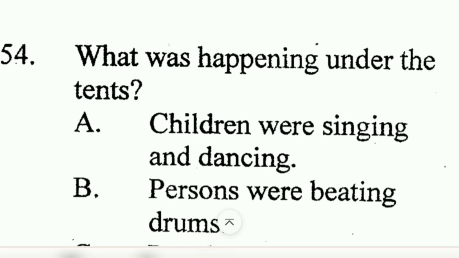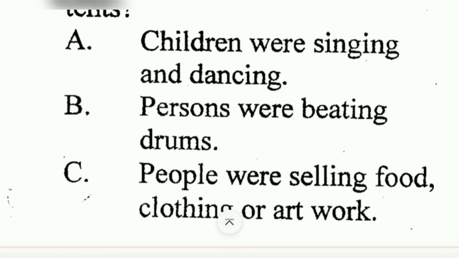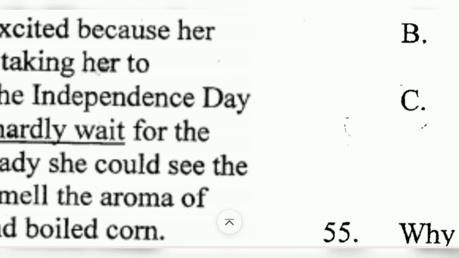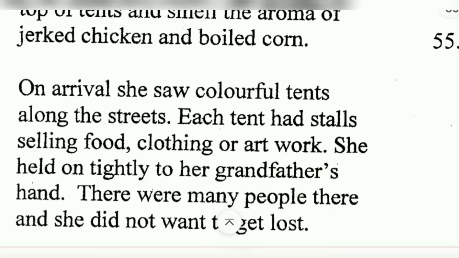All right, number 44. What was happening under the tents? A says children were singing and dancing. B says persons were beating drums. C says people were selling food, clothing, or artwork. Let's go back and look for the section that speaks of the tent.